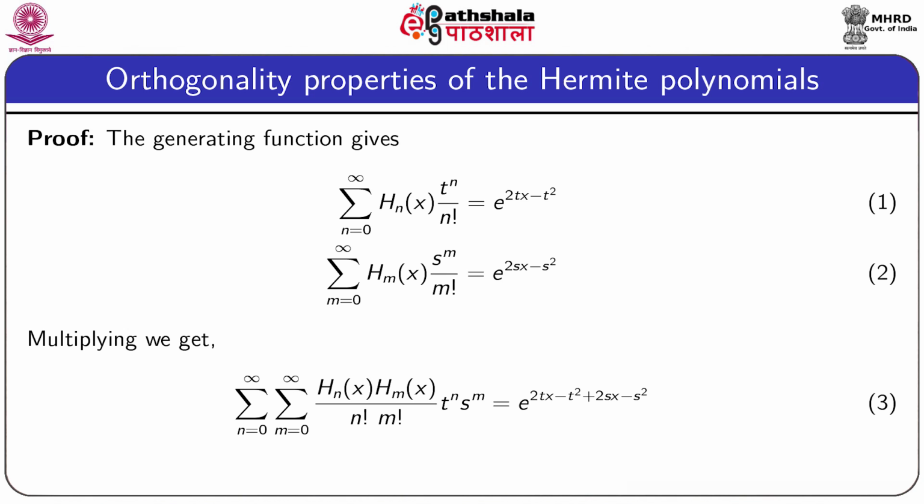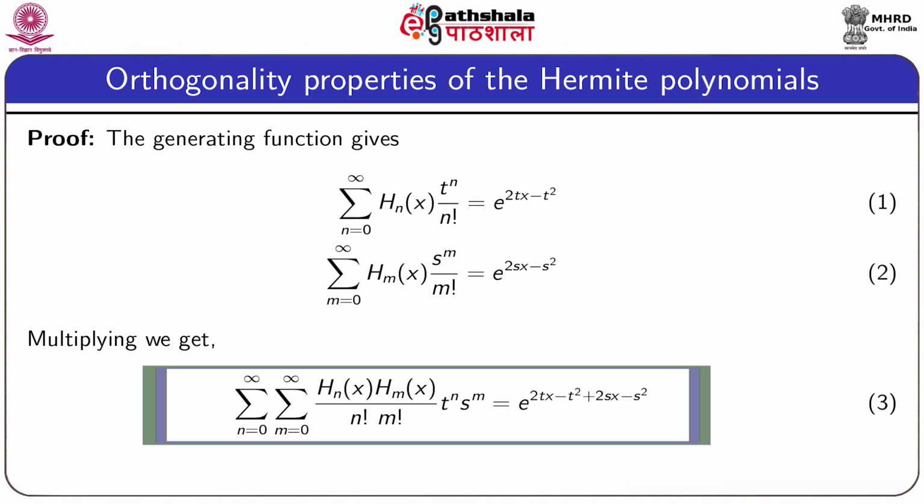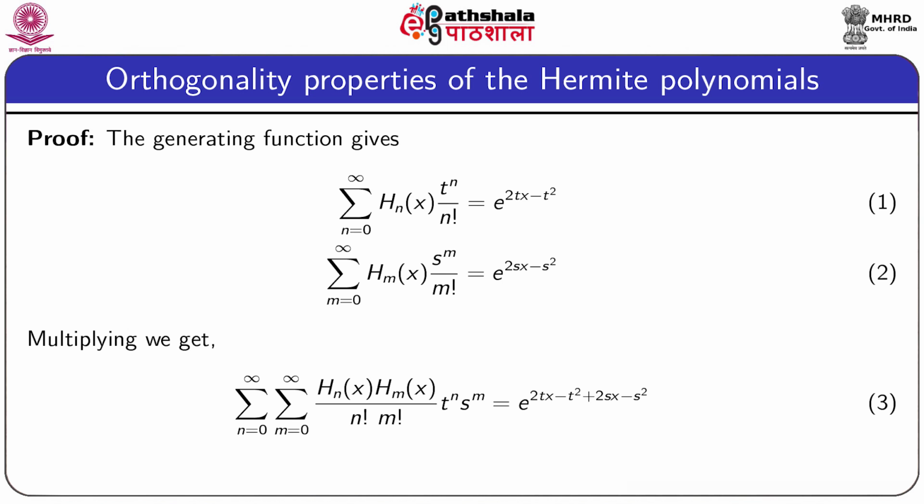Multiplying 1 and 2, we will get summation n equal to 0 to infinity summation m equal to 0 to infinity H_n(x) H_m(x) divided by n factorial m factorial t to the power n into s to the power m equal to e to the power 2tx minus t square plus 2sx minus s square, given by equation number 3.